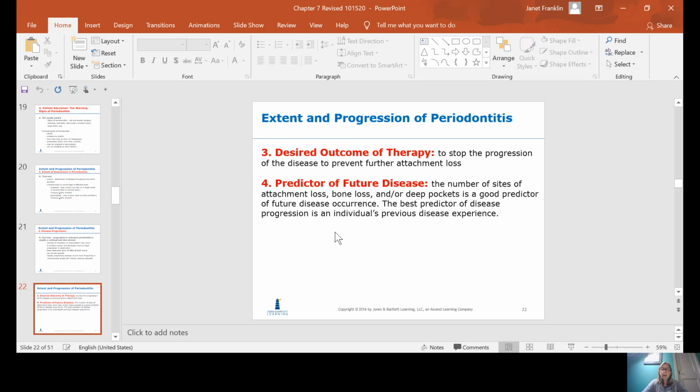And the predictor of future disease, the biggest predictor, is their history. What's the patient's history of disease? If the patient had periodontitis and has stayed stable for 15 years, but you're measuring a few 5 and 6 millimeter pockets, that's different than a patient that's had periodontitis for a year and has 5 or 6 millimeter pockets.